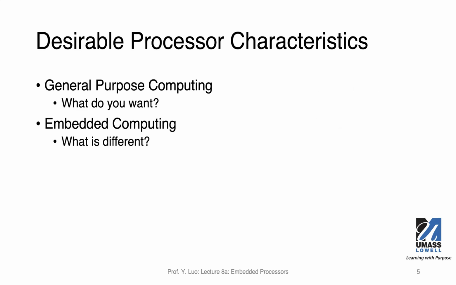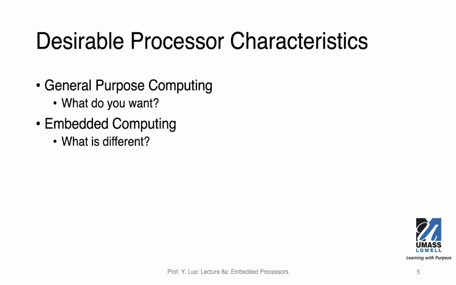Now here we just want to briefly compare different processor characteristics. For the general purpose computing domain, what do you want? And for the embedded computing domain, what do you want? What's the difference? You can come up with all kinds of answers to these questions. But in general, for general purpose computing, you want your processor to be powerful, efficient in computing. You want the processor to be power efficient.